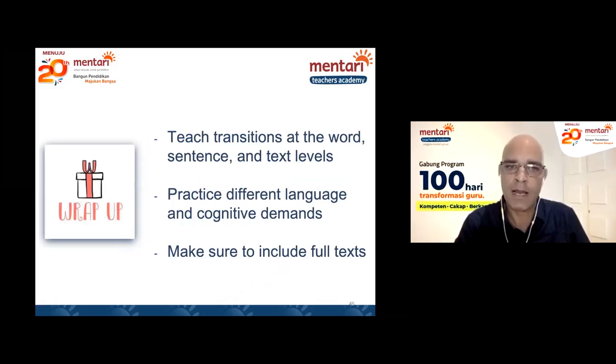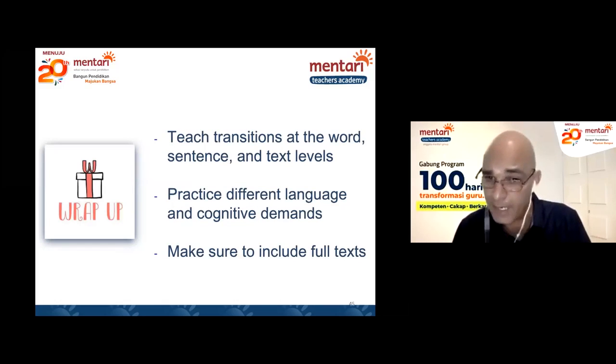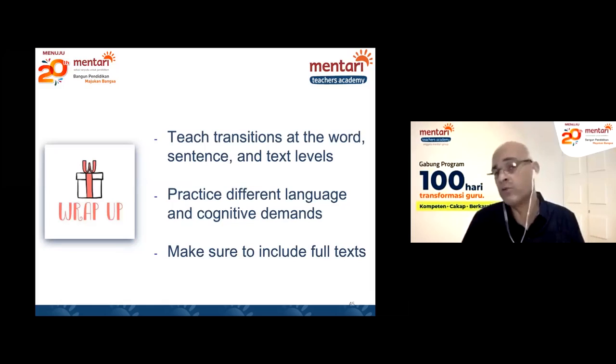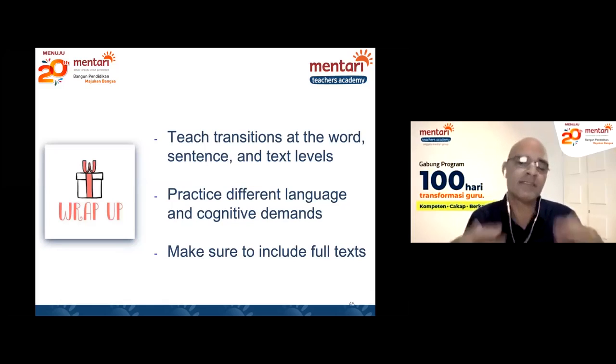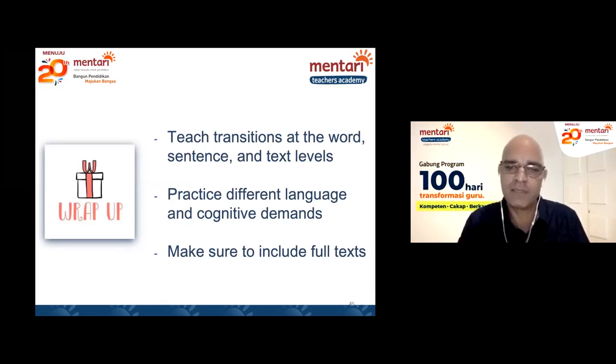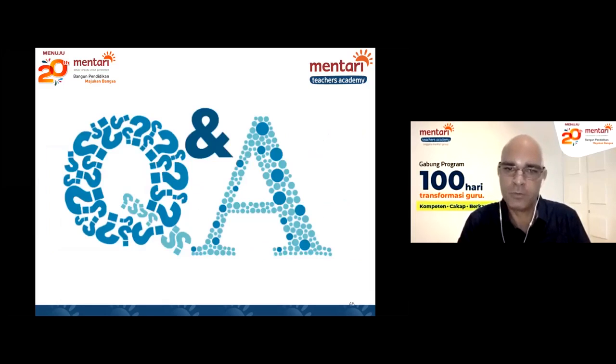Okay, the last slide to wrap up. Teach transitions at the word, sentence, and text levels. Practice different language and cognitive demands, and make sure to include full texts. Okay, because that's the ultimate goal of writing, right? Especially if you're writing for school.